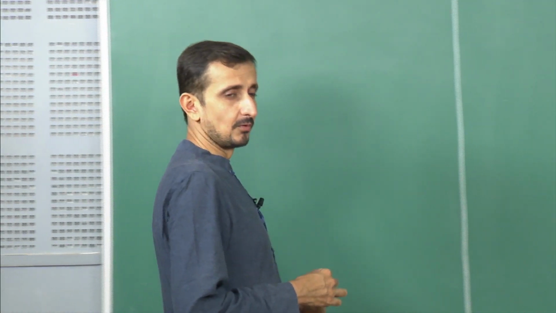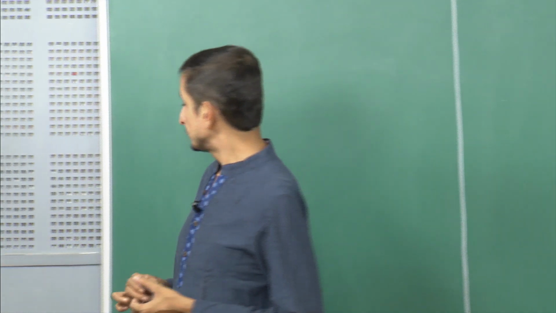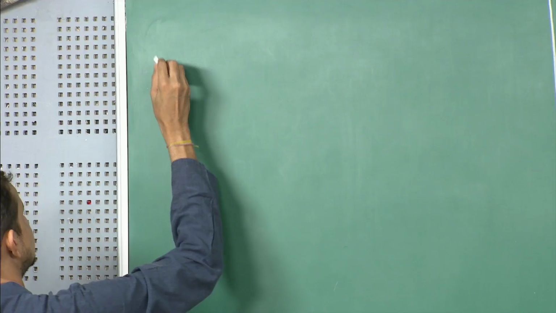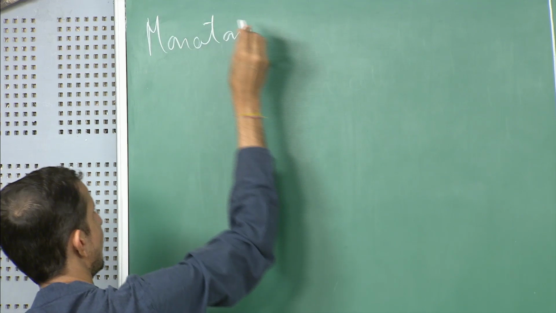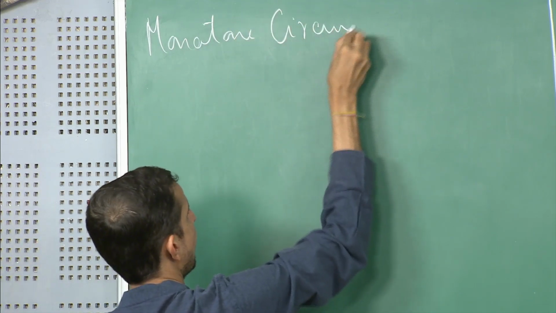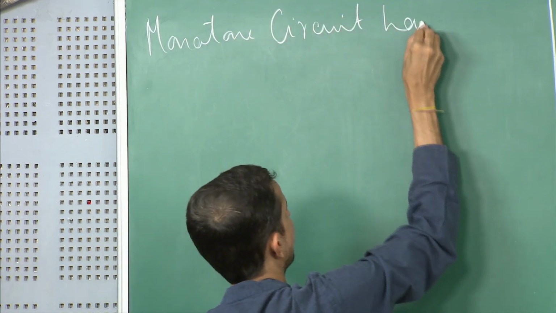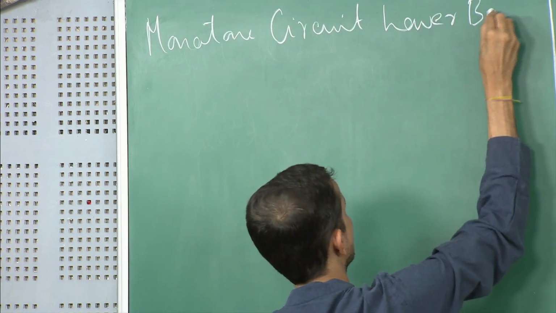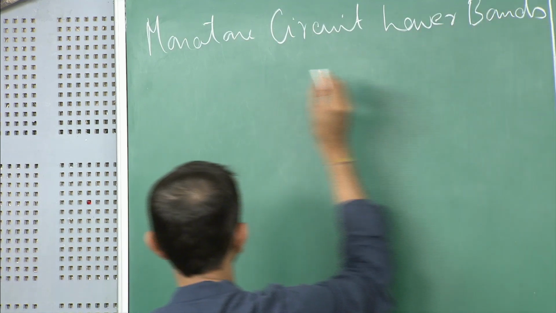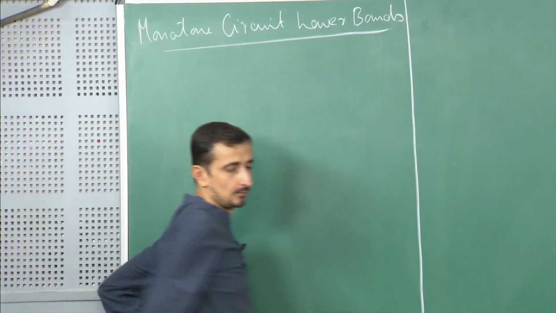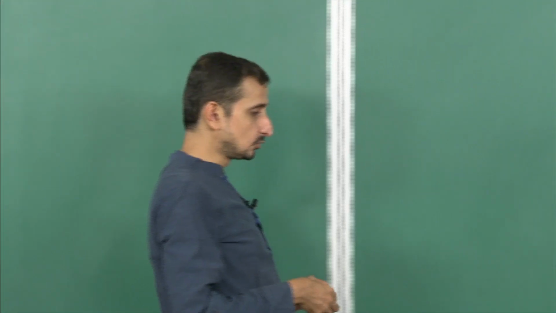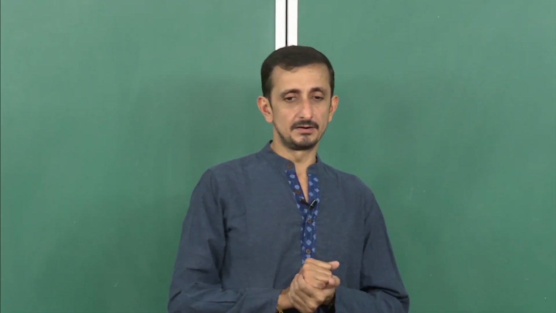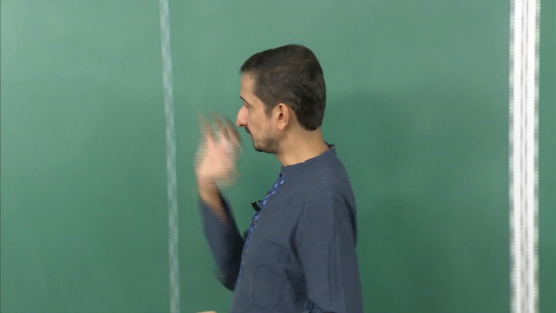So, good morning everyone. Today we are going to look at monotone circuit lower bounds. As I said last time, most of the remaining course will be focused on lower bounds now. This is the first lower bound that we will see.